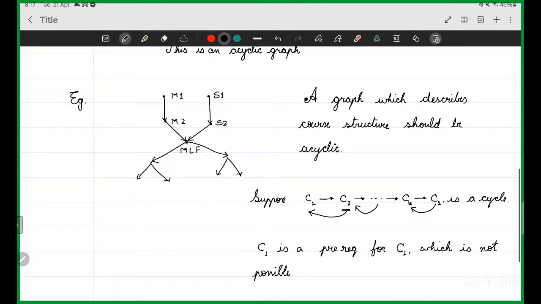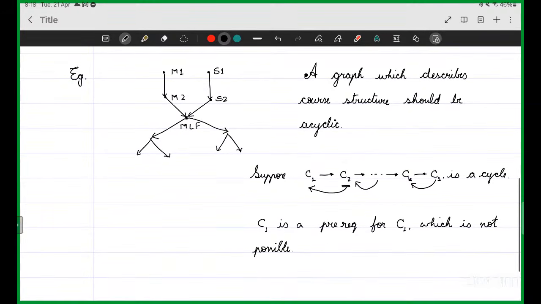Now, do you see why such a graph has to be acyclic? I mean, this is the proof. Do you understand the argument? Yes, sir. Yeah.